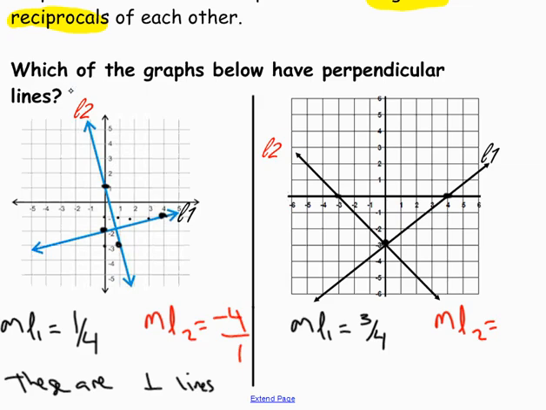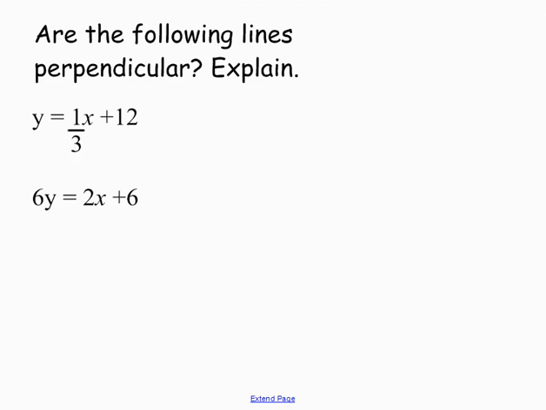So what does that tell us about these two lines? It tells us that they are not perpendicular because the slopes are not negative reciprocals. Let's try another example where we have to do some algebraic work to tell if they are perpendicular. So here it says, are the following lines perpendicular? Explain. Well, we have to look at the slopes, and based on the slopes, we will say if the lines are perpendicular. So the slope of line 1 is 1 over 3.